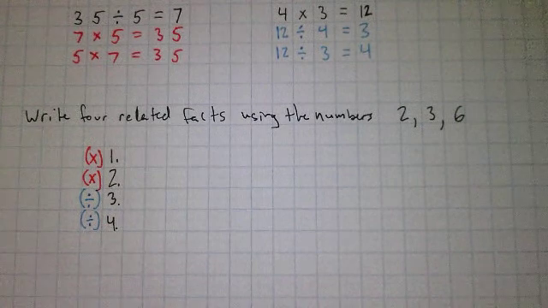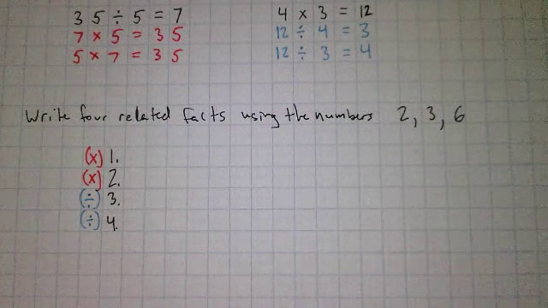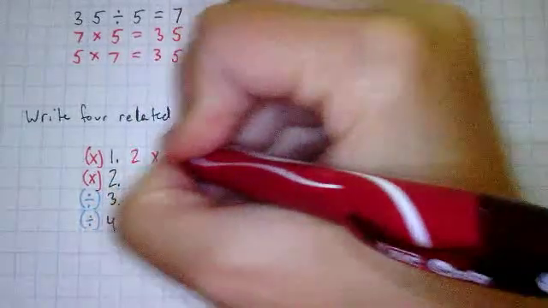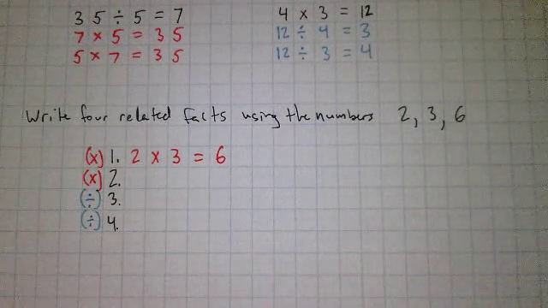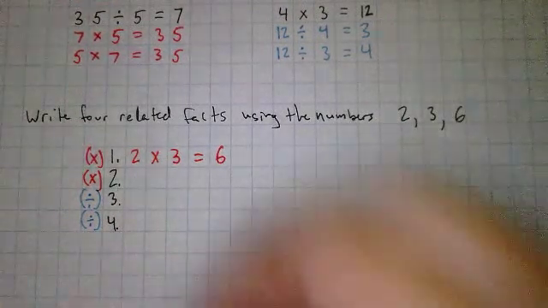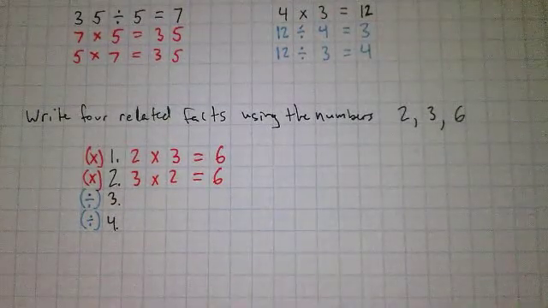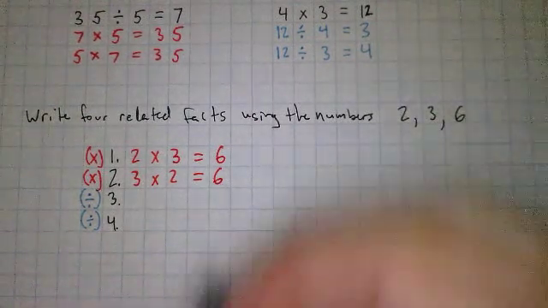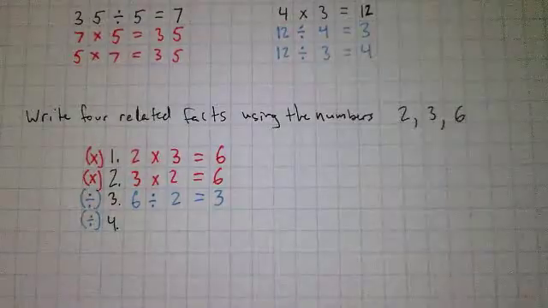So, what's one of my facts that I can write here using these numbers? Reagan? Using 2, 3, and 6, what's one of the facts that I can write here? Yeah. 2 times 3 equals 6. That's 1. Abigail, what's another? Yeah, just flip it. 3 times 2 equals 6. Now we have both our multiplications. We need some divisions. What are our division problems here? Angelina, what's one? 6 divided by 2 equals 3. Isaac, what's my last one?